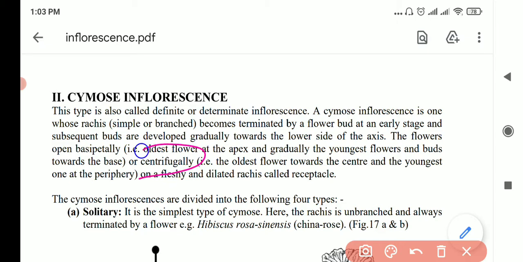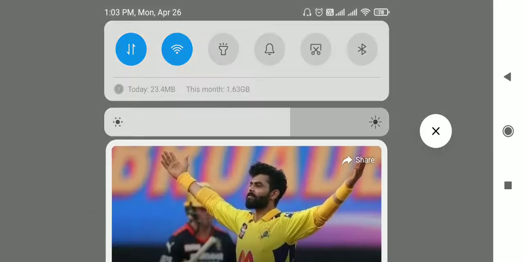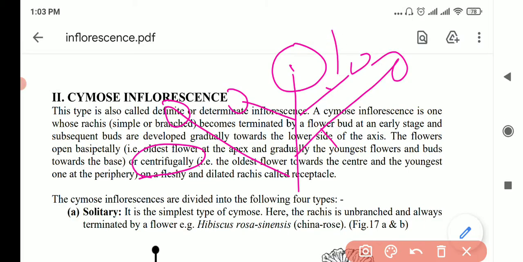Now again, there is a centrifugal arrangement also, where the oldest is at the center and the younger ones will be around, like this, the youngest one. This is more young than this. This is flower 1, oldest, then this is 2, then this is 3. So centripetal arrangement is also there, but the younger ones are in the down part.